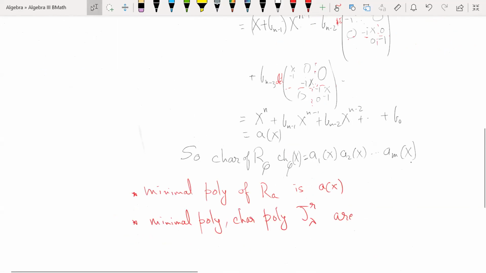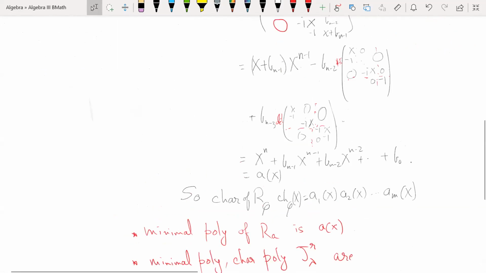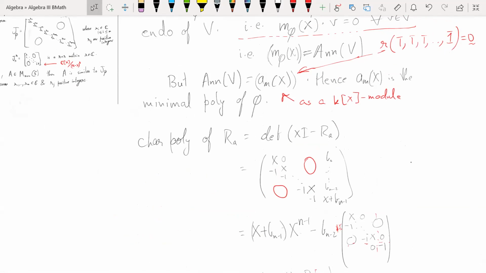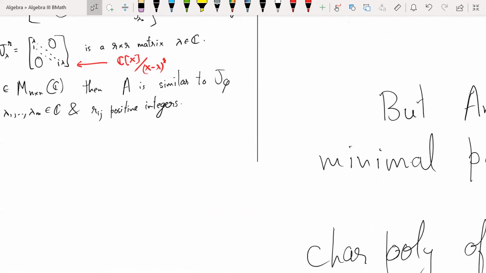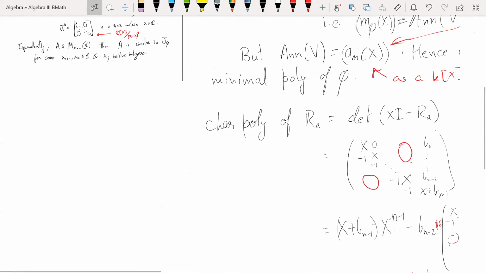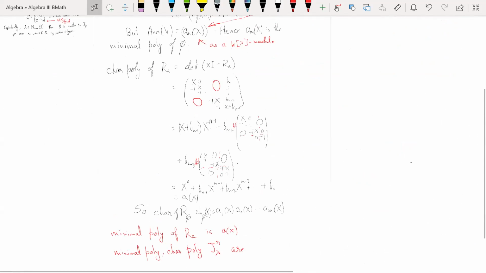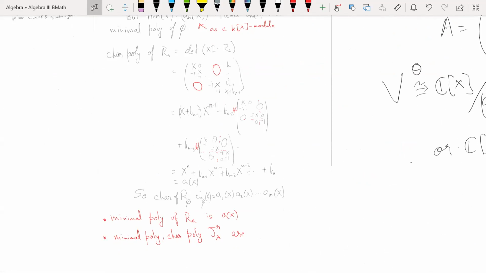Or maybe what is the characteristic polynomial? First, the characteristic polynomial. If J_lambda is this guy, then it's just (x minus lambda) to the power r. That is because it's a lower triangular matrix, so the characteristic polynomial is simpler to calculate. So it's (x minus lambda)^r.